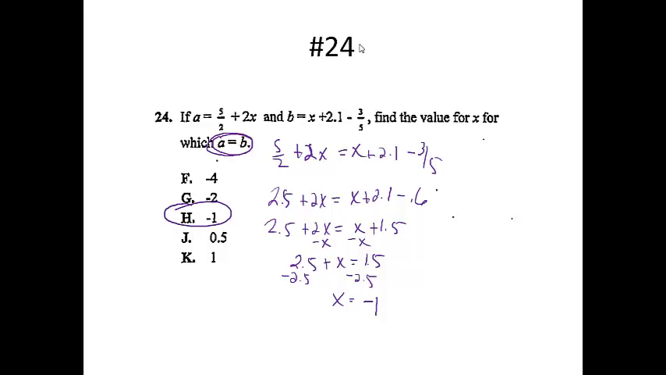All right, what I could have done on that also, I could have taken the choices and plugged them in to see which one gives me the value where A is equal to B.